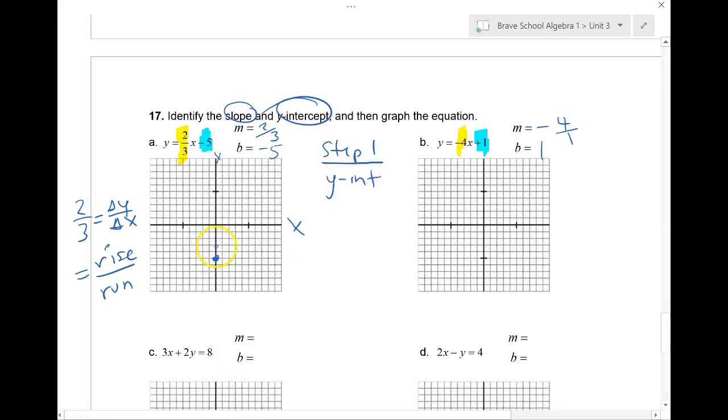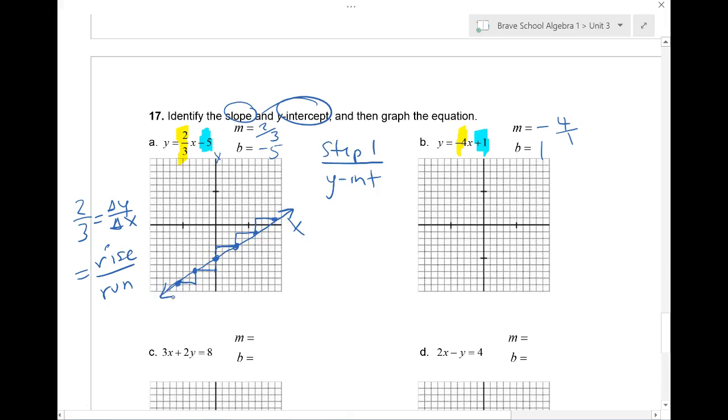So we go right 3, up 2, right 3. There's our next point. Up 2, right 3. Okay, and now, again, we want to graph it really nice. So we want to graph as many points as we can to the left. So instead of going up 2, we're going to go down. Instead of going right 3, we're going to go left. Down 2, left 3. So basically we're just going backwards. Okay, now we connect the dots. And don't forget your arrows on the end.